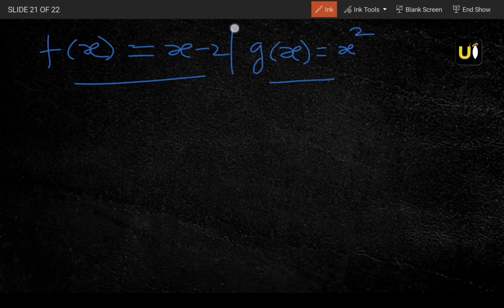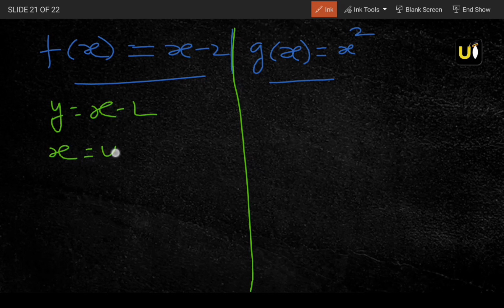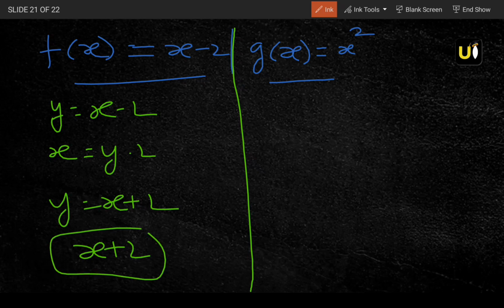See, what I have told first is to interchange. So y is equal to x minus 2. Now interchanging y and x will give you x is equal to y minus 2. Solve for y, that means y is equal to x plus 2. So x plus 2 is the inverse of this function.